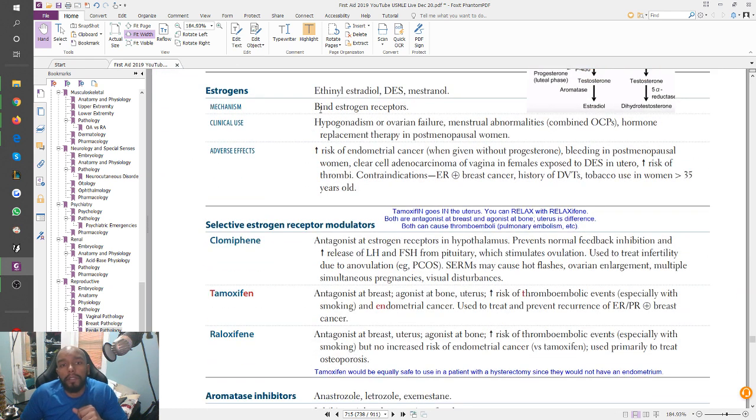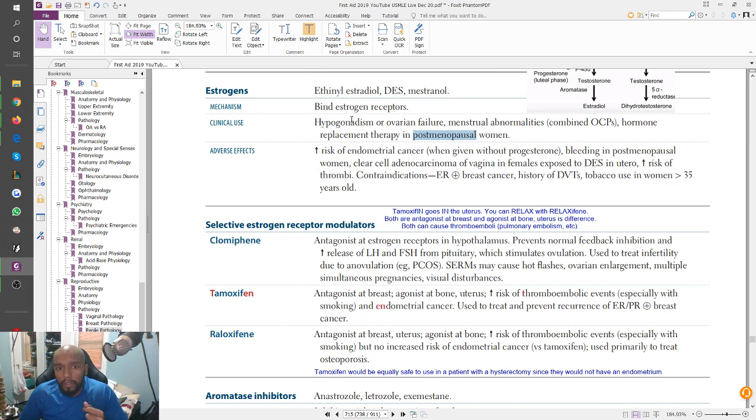Estrogens like ethinyl estradiol and DES, diethylstilbestrol, which is a terrible medication you need to watch out for, and mestranol. All of these bind estrogen receptors. They're used for hypogonadism or ovarian failure. You can also use it for menstrual abnormalities combined with other oral contraceptives, and of course you need progesterone or hormone replacement therapy in postmenopausal women who might be having hot flashes and bone weakness, etc.